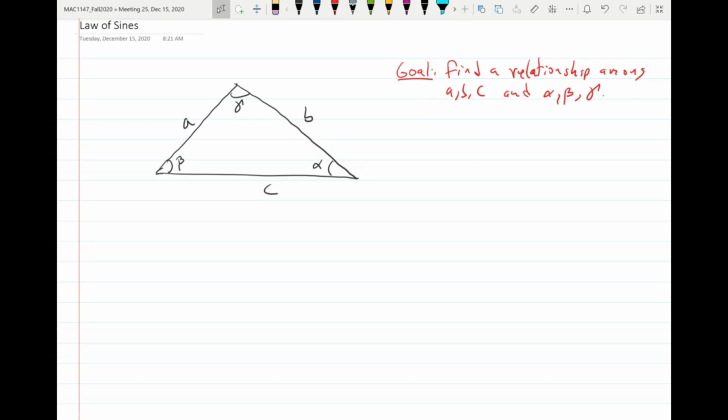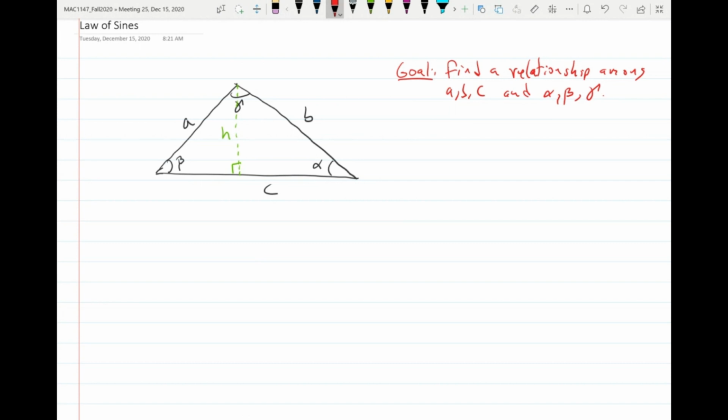So let's see. What can we do here? So here is what we can do. I'm going to drop a perpendicular right here. Okay. So this is a 90-degree angle, and the moment that I do this, there are two triangles that pop up. I'm going to call this side H. And then in the first triangle, the one on the left, the one that has the angle beta, we notice that H is common to both triangles, okay?